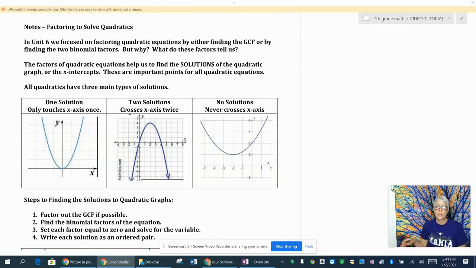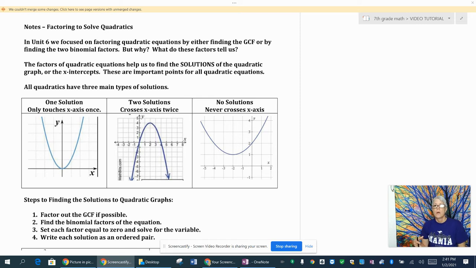Hey guys, as we continue our study in Unit 7, I want to remind you back in Unit 6, we spent some time factoring quadratic equations. And I told you that this was going to come back and that it would be something important as we went through the rest of the year. So what we're going to do today, we're going to use those factors. We're going to factor again, just like we did in Unit 6, but now we're going to use those factors to find solutions for these quadratic equations.